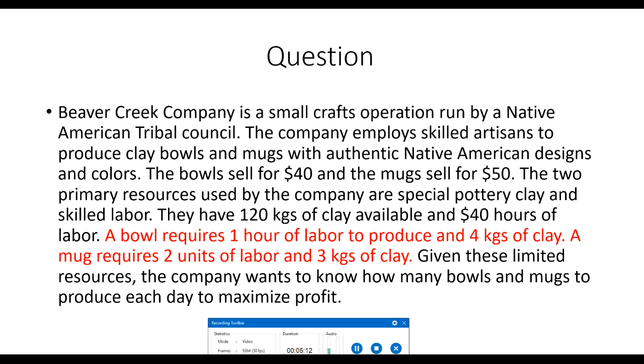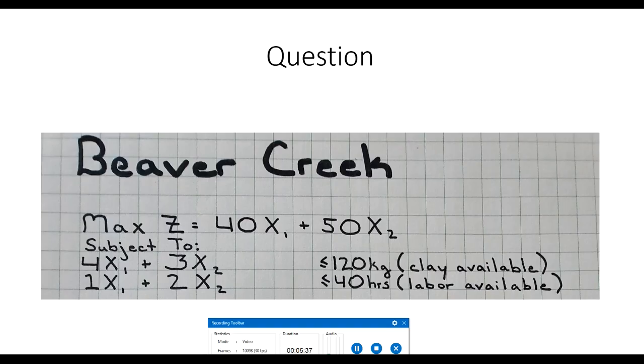So now we have to go in and look at how much to produce each product. A bowl requires 1 hour of labor to produce and 4 kilograms of clay. A mug requires 2 units of labor and 3 kilograms of clay. Translating that into our equation format, and this should be very easy because we've done it again and again, we get this situation. So this is our basic, properly formatted equation.